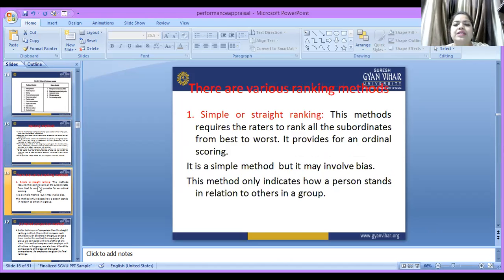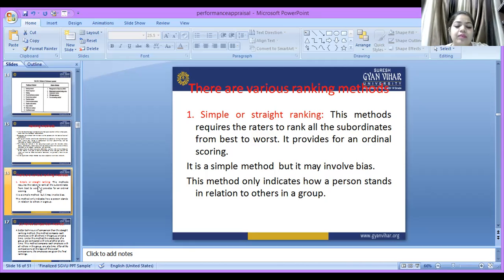So there are various ranking methods. First, simple or straight ranking. As the word says, it is a very simple method. This method requires the raters to rank all subordinates from best to worst. It provides an ordinal scoring. That means, suppose 10 employees are working in a department, one by one, based on their performance, the manager will rank them like 1, 2, 3, 4, 5, 6, 7, 8, 9, 10.